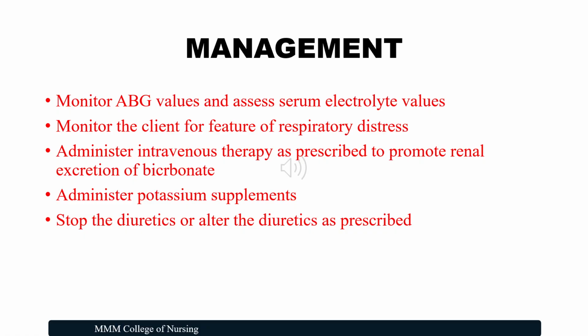Coming on to the management, we have to monitor the ABG analysis values. We can assess the serum electrolyte values. We can monitor the client for features of any respiratory distress, administer intravenous therapy to promote renal excretion of bicarbonate in order to prevent the conservation of bicarbonate, administer potassium supplements, and stop diuretics or alter the diuretics when they are prescribed in excess.